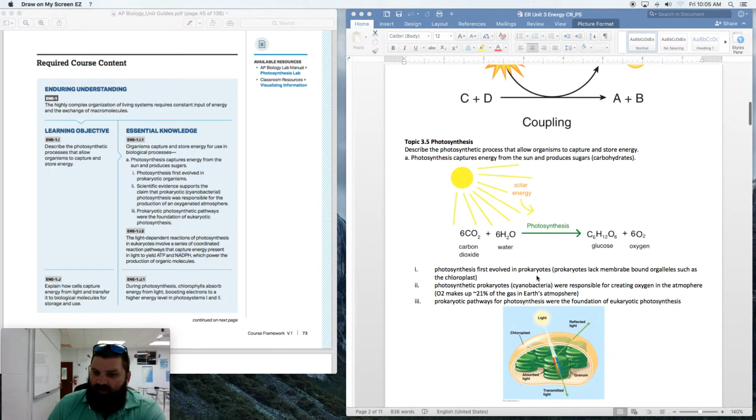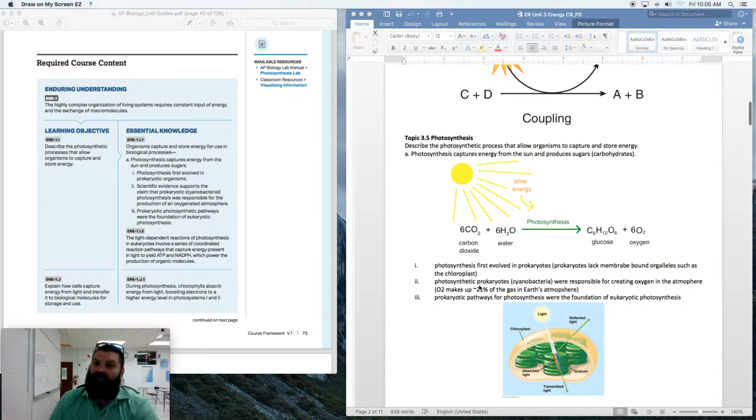Photosynthesis first evolved in prokaryotes. Remember, prokaryotes lack membrane-bound organelles. They don't have a chloroplast, so they must have done photosynthesis without a chloroplast. And part of the understanding of chloroplasts is that they show evidence of being previously prokaryotic organisms because of their type of DNA and ribosomes.